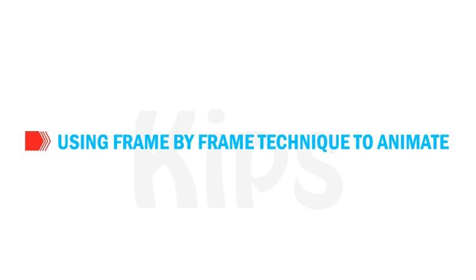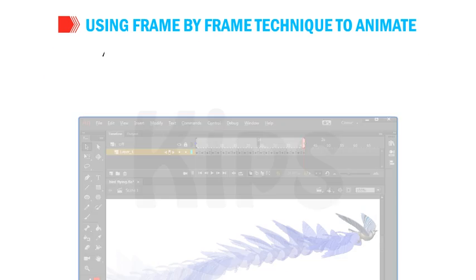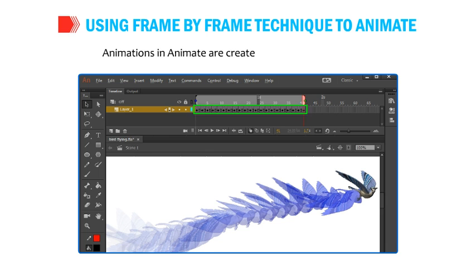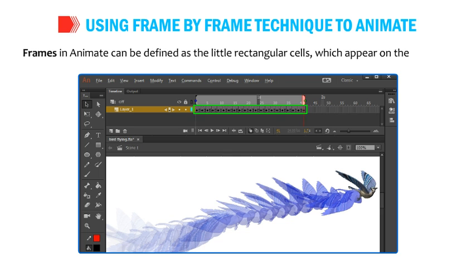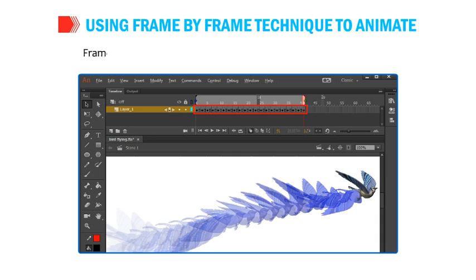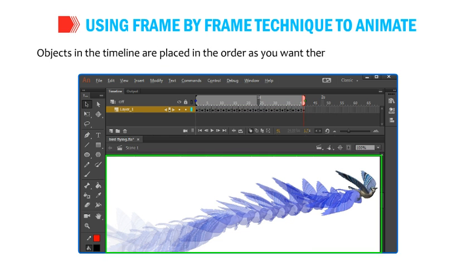Okay, now let's discuss how to use frame-by-frame technique to animate. Animations in Animate are created with the help of frames. Frames in Animate can be defined as the little rectangular cells which appear on the timeline. Frames are used to control and organize the content of your movie. Objects in the timeline are placed in order as you want them to appear in the movie.